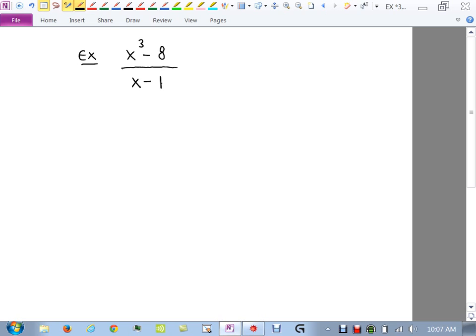Can we use synthetic division here? Yes. Okay. What will go in my box? 1 and 8 or negative 8? Negative 8? What about the x squared? There is no x squared, right? What about the x? There is no x. So what do you think we need there? Zeros.